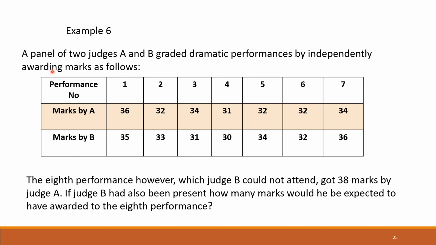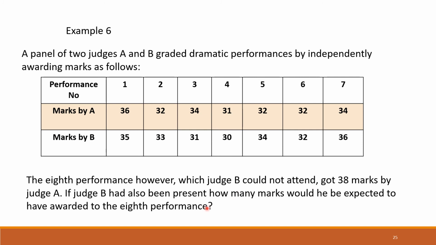So here we have a panel of two judges, A and B, who graded dramatic performances by independently awarding marks as follows. So you have the performance number, then the marks given by judge A, and the marks given by judge B. The eighth performer, however, for whom judge B could not attend, got 38 marks by judge A. If judge B had also been present, how many marks would he be expected to have awarded to the eighth performer? We are given 7 performers.